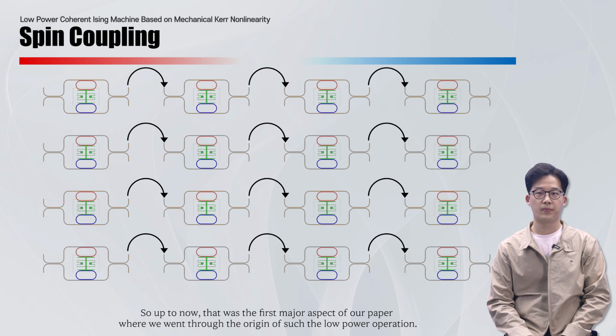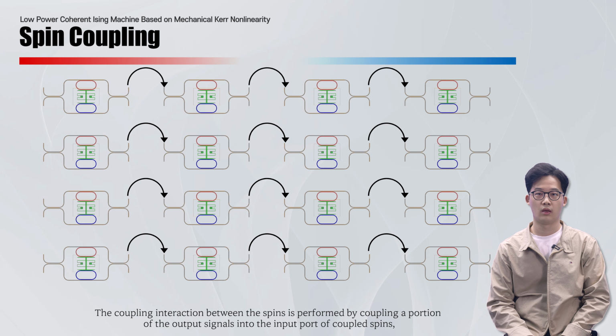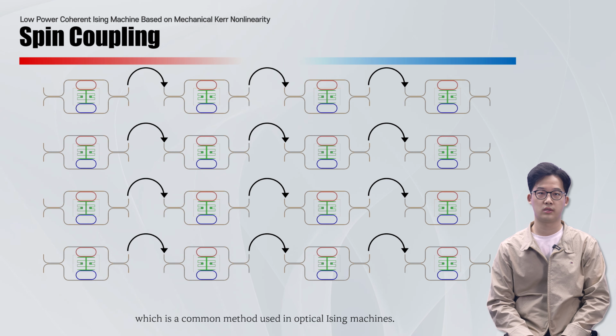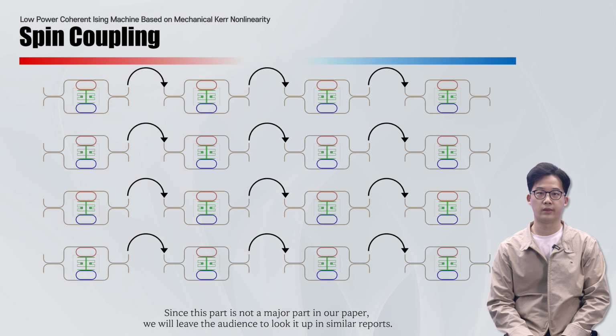So up to now, that was the first major aspect of our paper, where we went through the origin of such low power operation. The coupling interaction between the spins is performed by coupling a portion of the output signal into the input port of coupled spins, which is a common method used in optical Ising machines. Since this part is not a major part of our paper, we will leave the audience to look it up in similar reports.